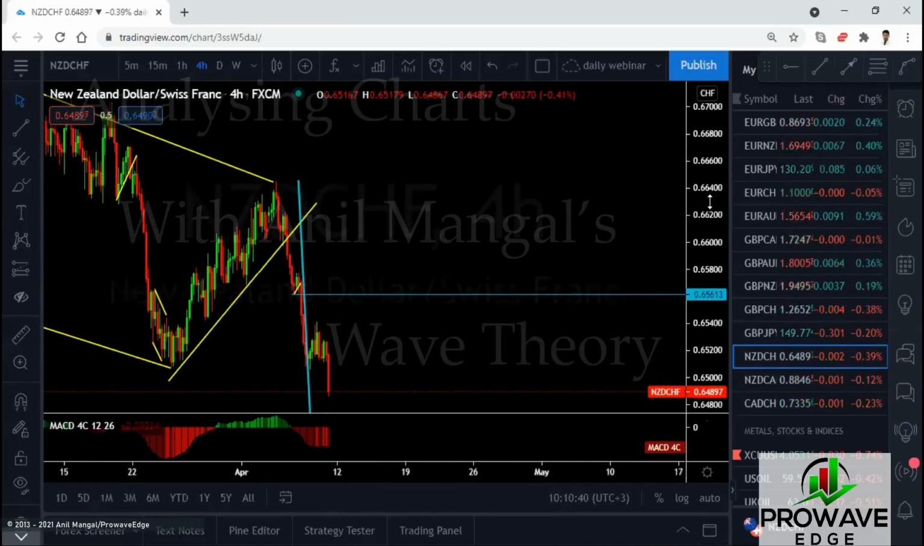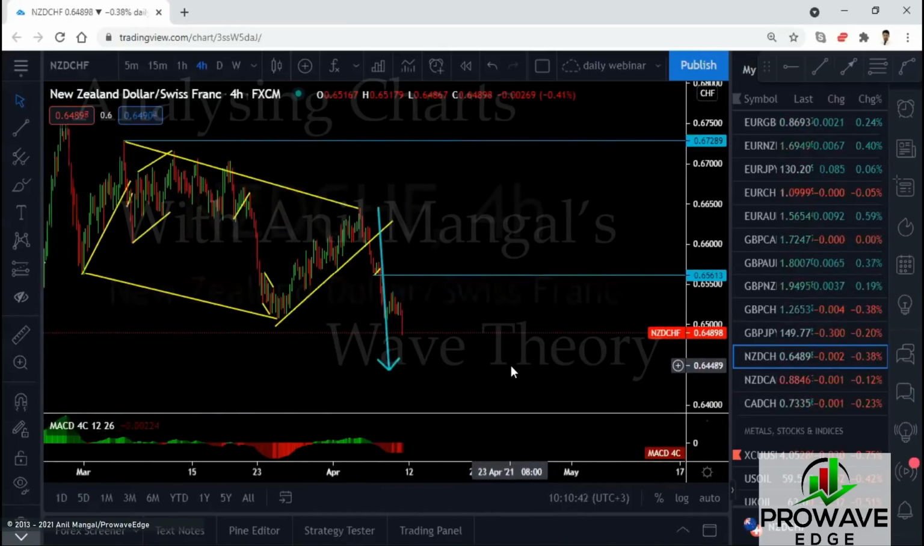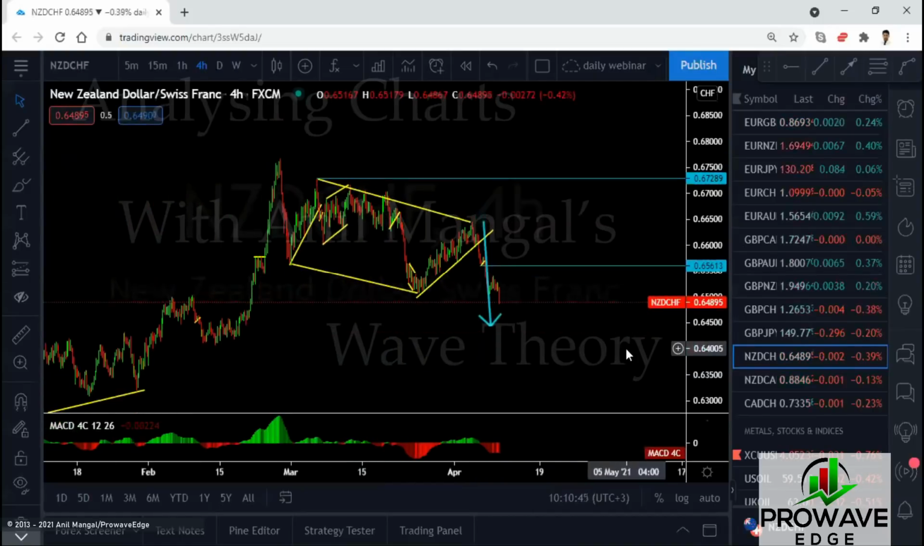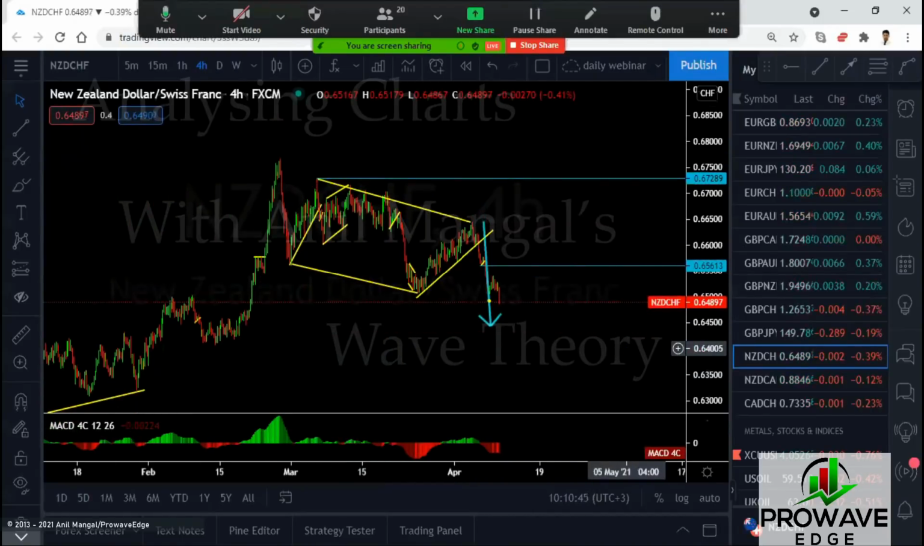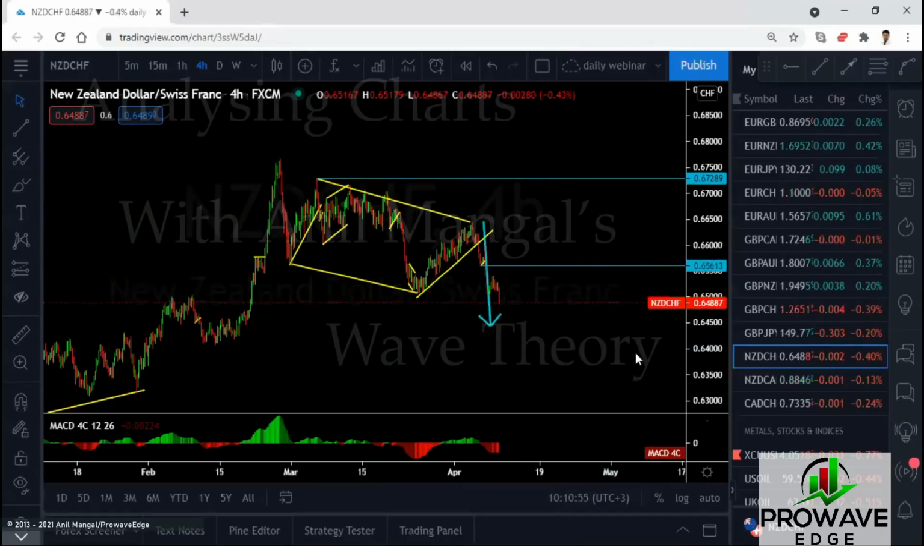New Zealand Swiss. Okay, this is going down. It doesn't have a lot more to go, but it's still going. So some of my traders in this trade, if you're in the trade, watch it when it comes a little more, because that will end this structure here. And then we'll be looking for upside.